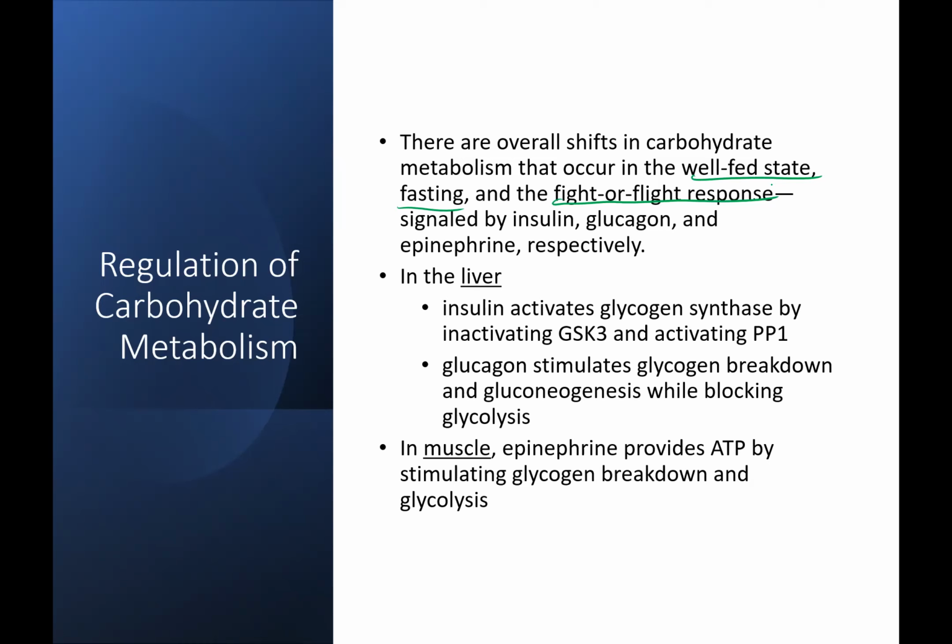So we know these are signaled by the hormones that we've been talking about, right? Insulin, glucagon, epinephrine. So we want to maybe distinguish between what goes on in the liver and what goes on in the muscle. The liver is the main site for this, though we can't make too much of a dichotomy, right? But the liver is more in the business of making glycogen than muscles are. So in the liver, insulin activates glycogen synthase, while glucagon stimulates glycogen breakdown. Some of this can also certainly happen in the muscle. Epinephrine doesn't tend to act in the liver, okay? Epinephrine would be more likely to stimulate glycogen breakdown and glycolysis in the muscle.